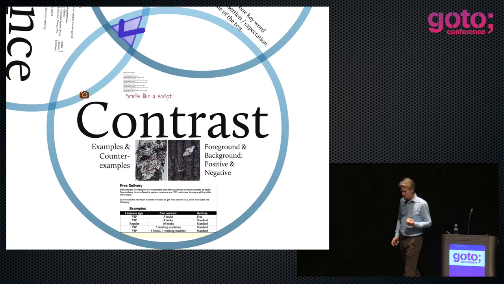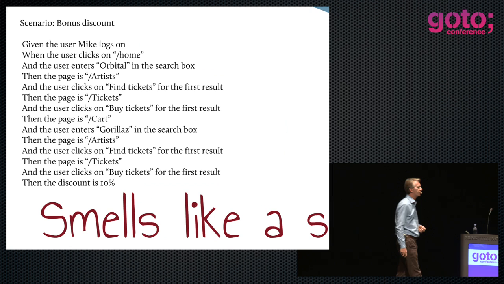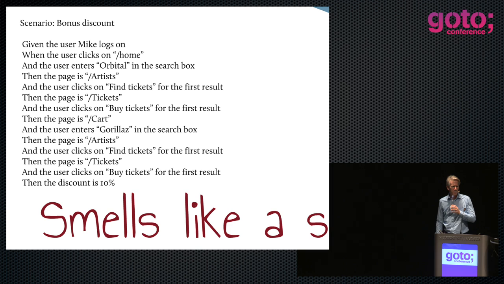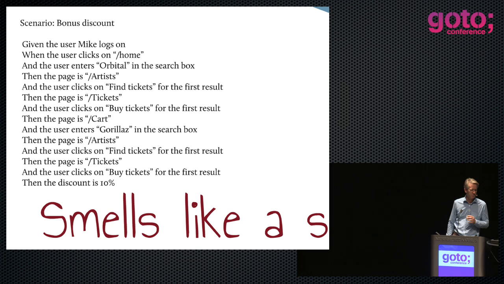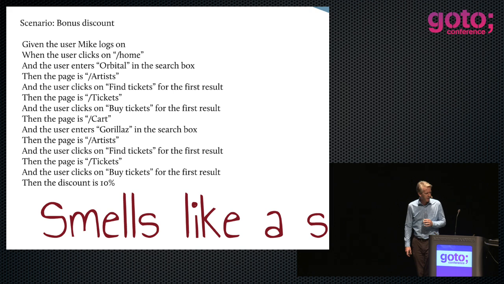And the third quality that I want us to aspire to is that of contrast. So let's look at another example here. A little bit similar to the very first one we saw. It's very user interface-ish, very clicky, typey, push-button-y in its expression. And look at the structure. Well, given, when, and then, and then, and then, and then, and then, and then.